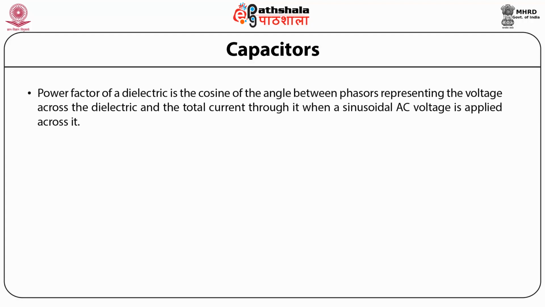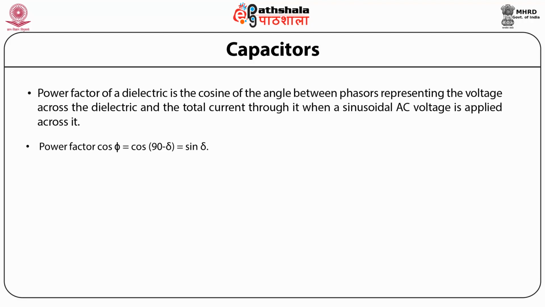Power factor of a dielectric is the cosine of the angle between phasors representing the voltage across the dielectric and the total current through it when a sinusoidal AC voltage is applied across it.